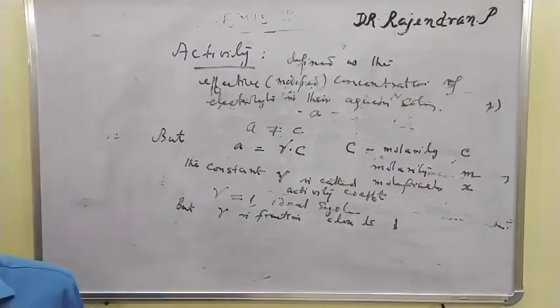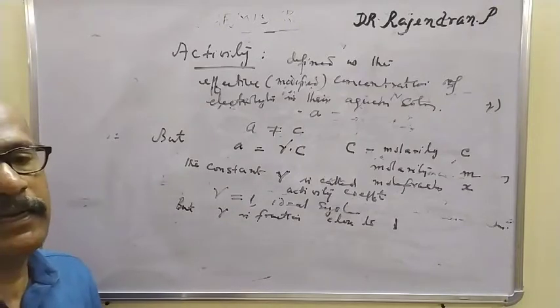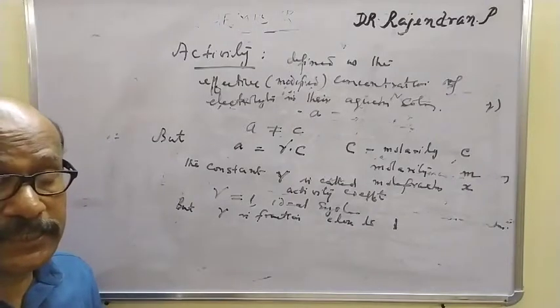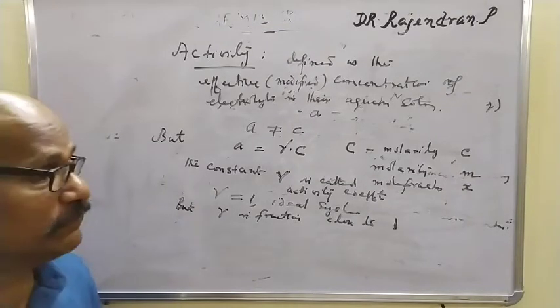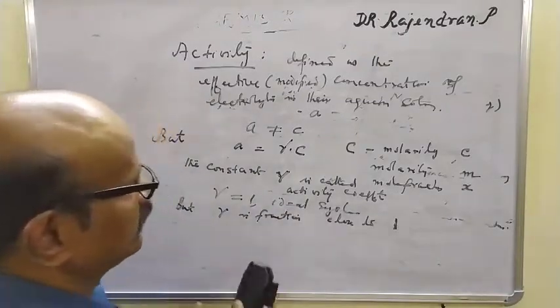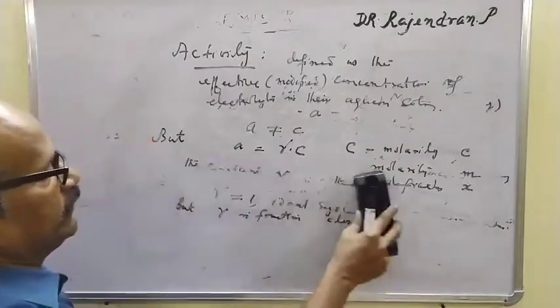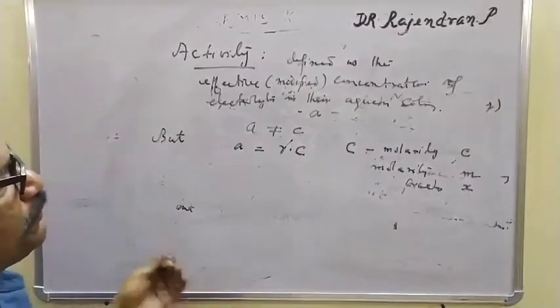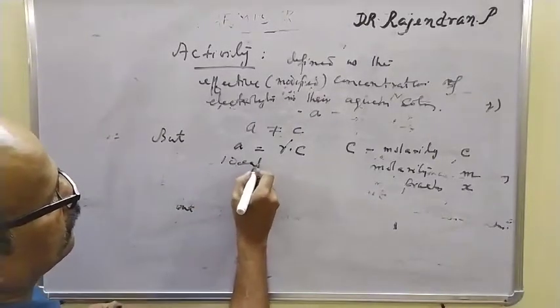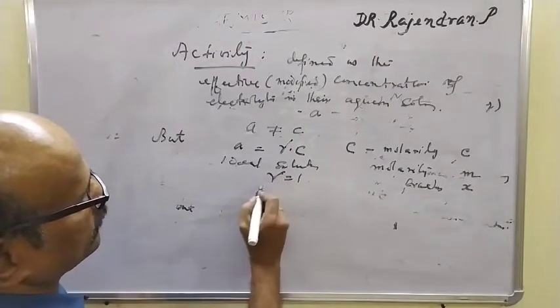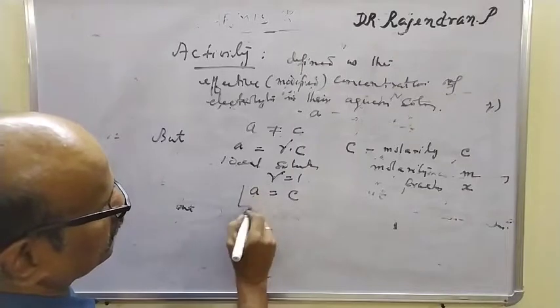The more the value deviates from 1, the greater will be the deviation. So the greater the ion-ion interaction, the greater the difference of the value of gamma from 1, that means the greater the deviation. It is a measure of the deviation of the system from ideal behavior. In the case of an ideal solution, gamma is equal to 1. When the activity coefficient is 1, then activity is equal to concentration.